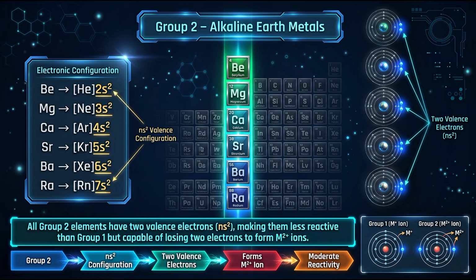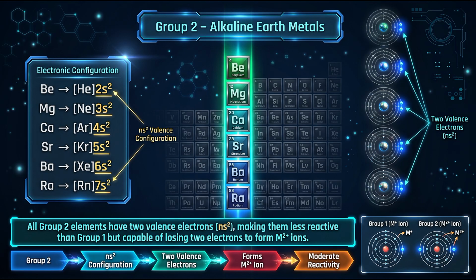Compared with alkali metals, they are generally harder, denser, and have higher melting and boiling points. This is because each atom contributes 2 valence electrons to metallic bonding instead of 1, producing stronger metallic bonds. Stronger metallic bonds require more energy to break, making these metals harder and less soft than the alkali metals.